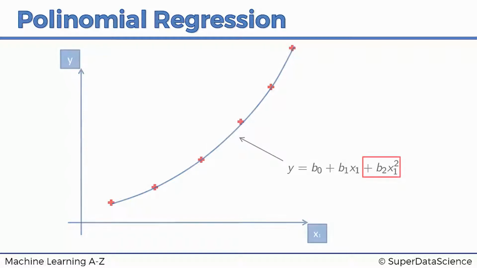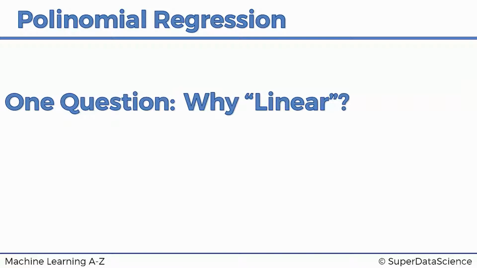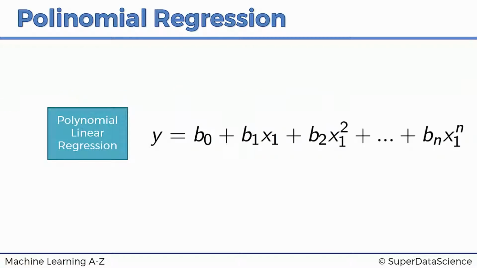And we have one final question left. The question is, why is it still called linear? We saw those different powers, squared, cubed, to the power of n, and so on. Why is it still called linear? I'll show you what I mean. If you look on the left here, it says polynomial linear regression. So why is it still called a linear regression if it's a polynomial regression?